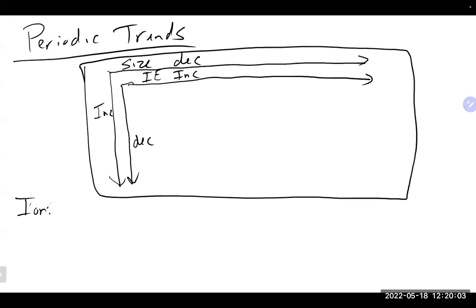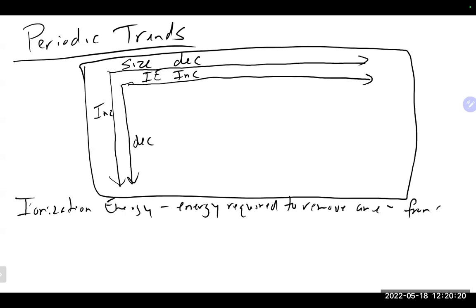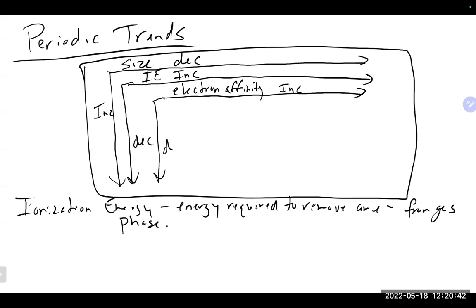Ionization energy is the energy required to remove an electron from the gas phase. Another trend that we talked about was electron affinity. It increases as you go up to the right and decreases as you come down.